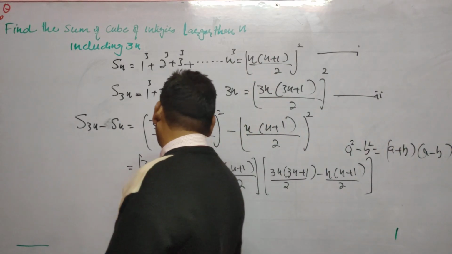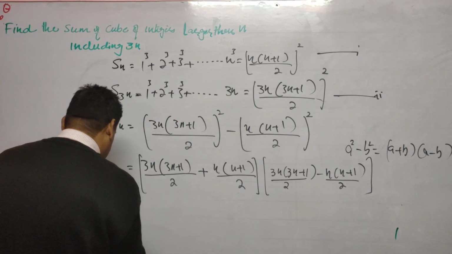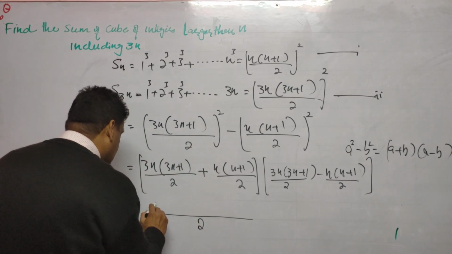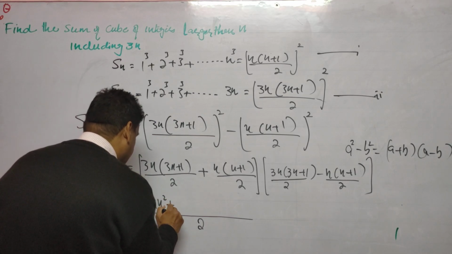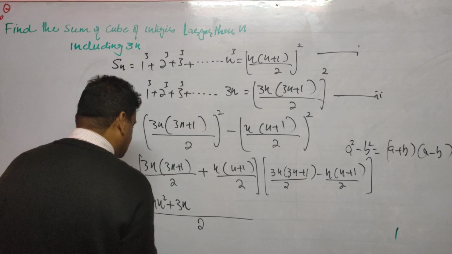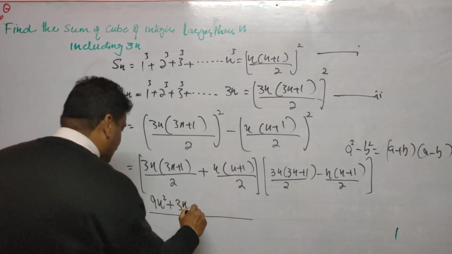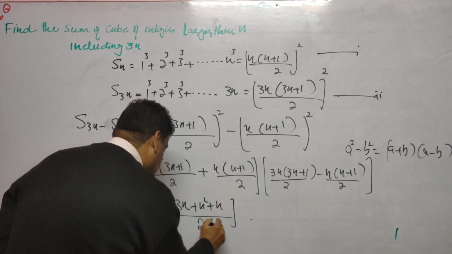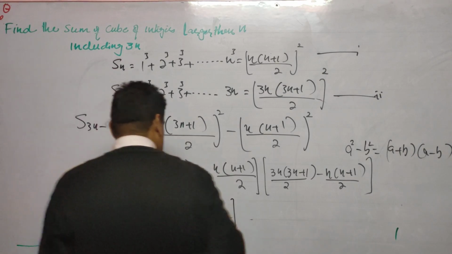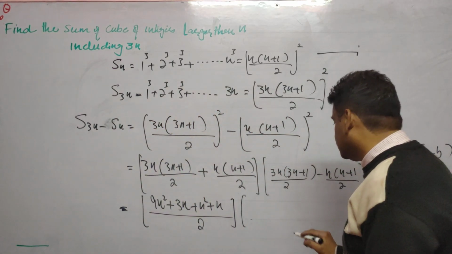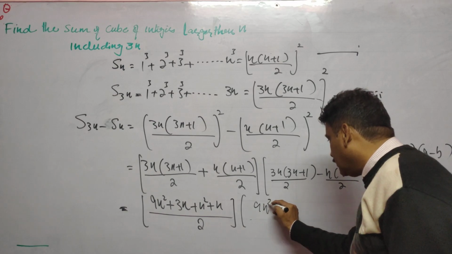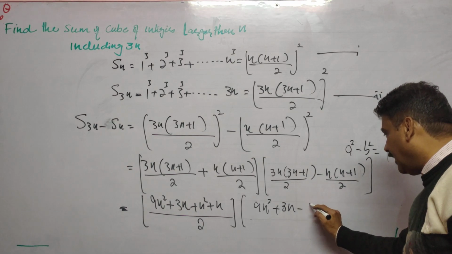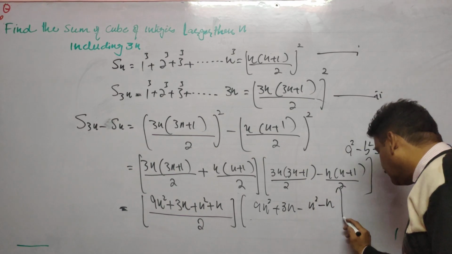On simplification, by taking 2 as LCM, we write 9n square plus 3n plus n square plus n, but by this bracket we write 9n square plus 3n minus n square minus n by 2.